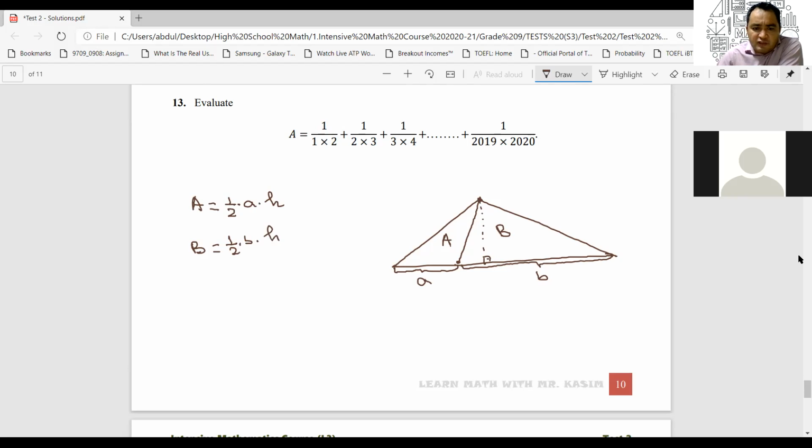So that is H. Now, how about if I take the ratios? A to B will be equal to 1/2 times A times H over 1/2 times B times H. Now H cancels out, and the 1/2s cancel each other. That means here we have A over B. So the ratio of A to B is just the ratio of their corresponding bases, right? That is A to B.